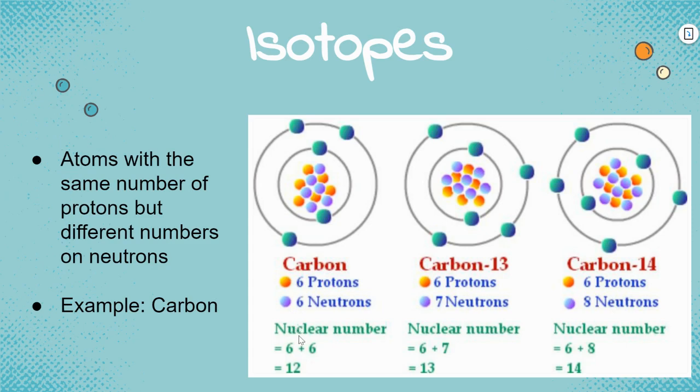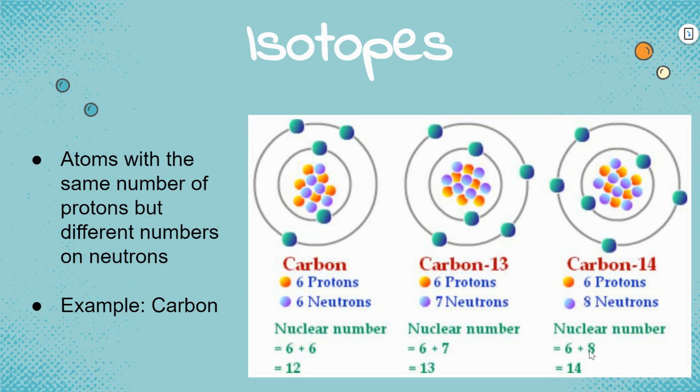So right here, as it shows you the nuclear number, that just means the number in the nucleus, right? What is the number in the nucleus? And so here it's 6 protons plus 6 neutrons gives you 12. Then here, the nuclear number 6 plus 7 is 13. It just means there's 6 protons, 7 neutrons. Then in carbon 14, and that's where the number 14 comes from, 6 plus 8 gives you 14. So again, the nuclear number is just 6 protons plus 8 neutrons.